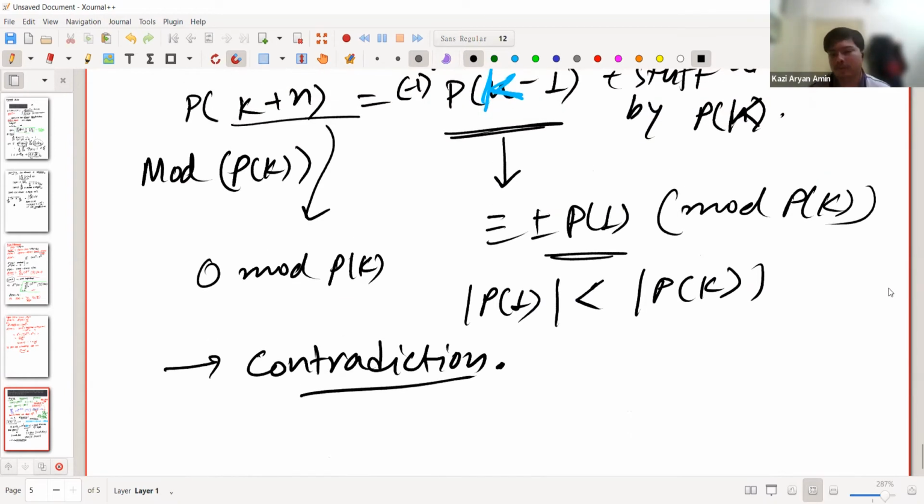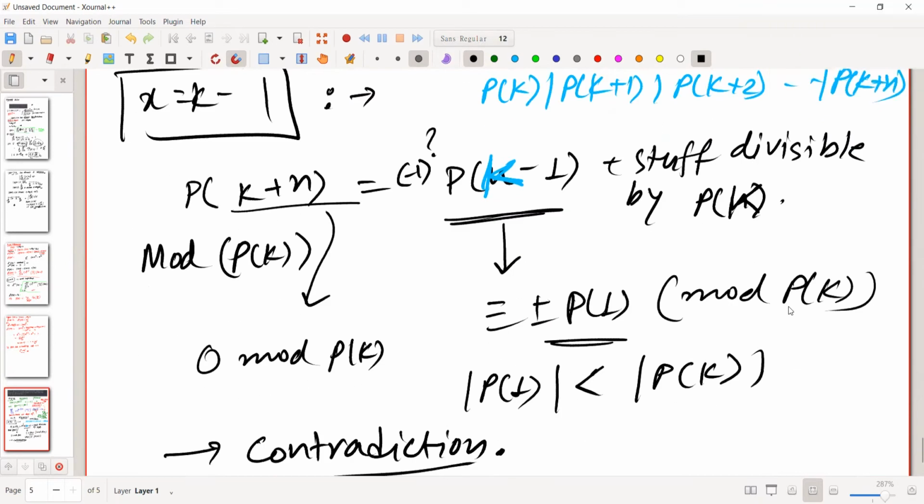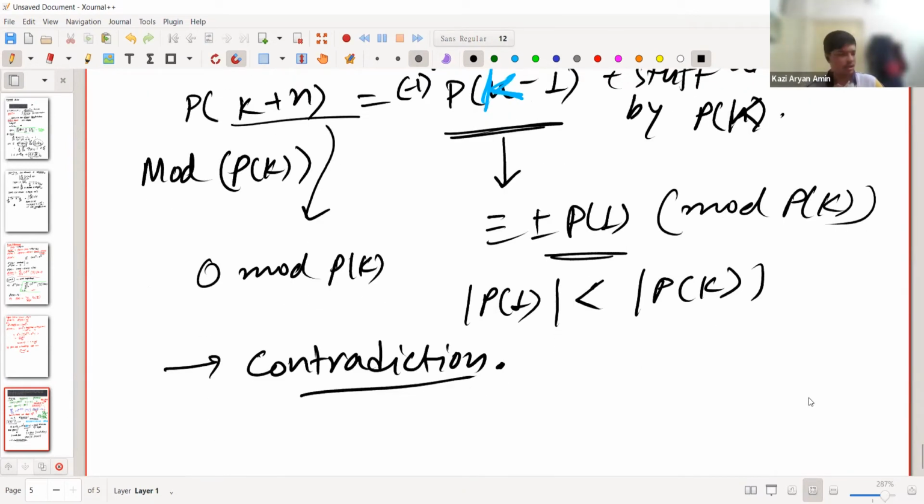Does that make sense, like the proof? Okay, anyone has any questions? I'll quickly pull up the other problem. For some reason the text doesn't work on this.